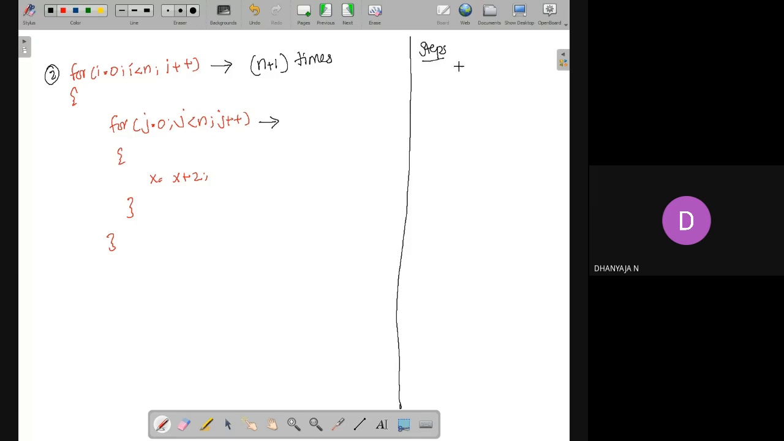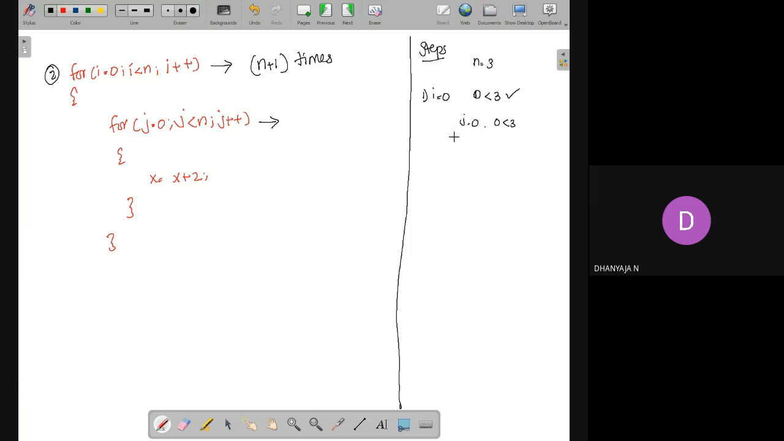Just consider n value is 3. I'll take the smallest value for n. n is equal to 3. So how will the iteration happen? i equal to 0, 0 less than 3. Yes, the condition is right. If the condition is right, where will it go? It will go to the next for loop and check the j value. j equal to 0, 0 less than 3. Isn't it?